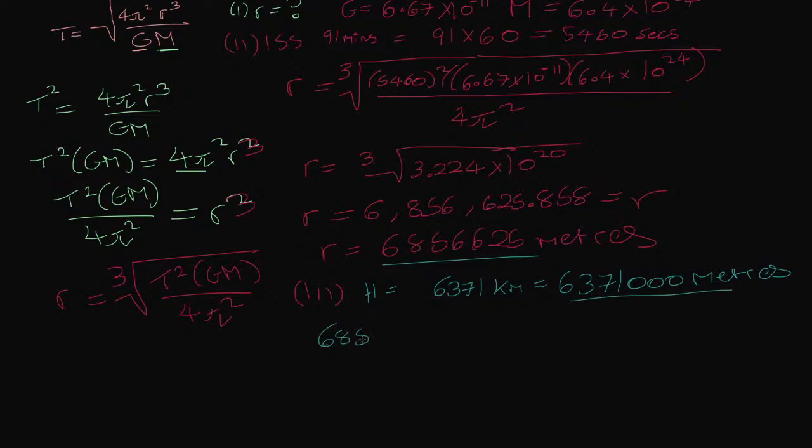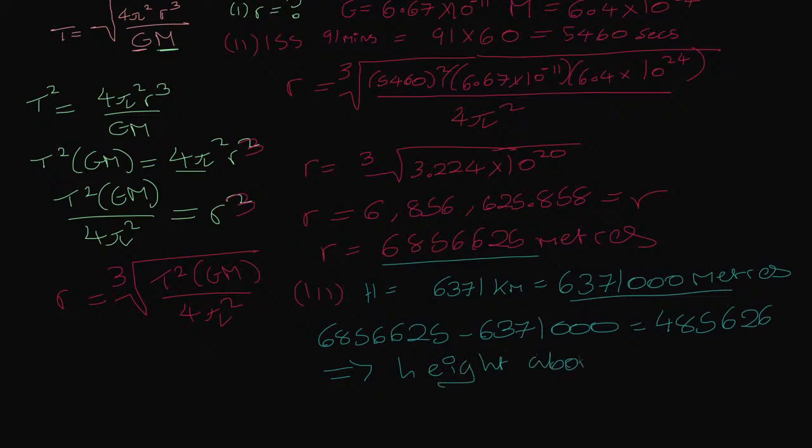Alright, so now we'll just subtract this: 6,856,625 minus 6,371,000. If you put that into your calculator, you will get 485,626, and that is equal to the height above Earth of the satellite.